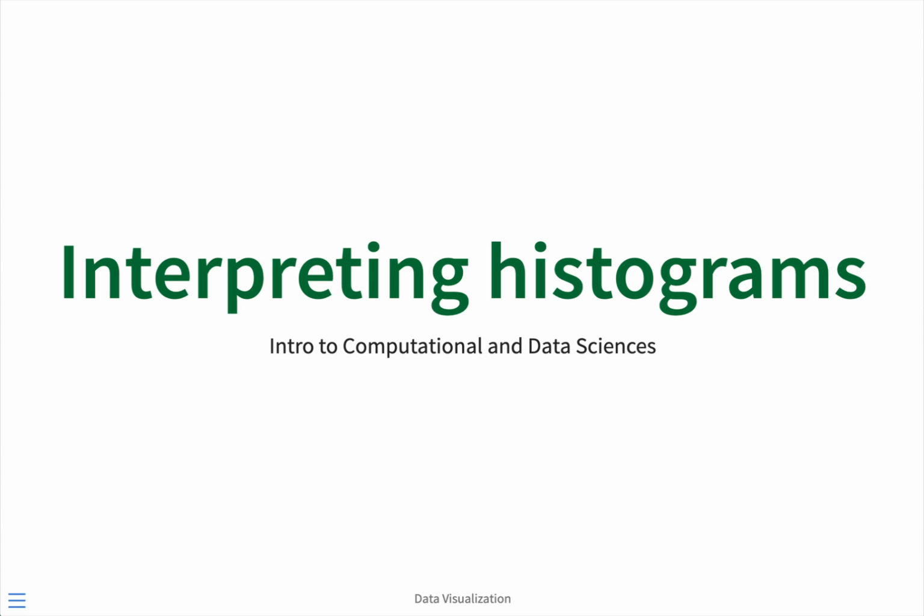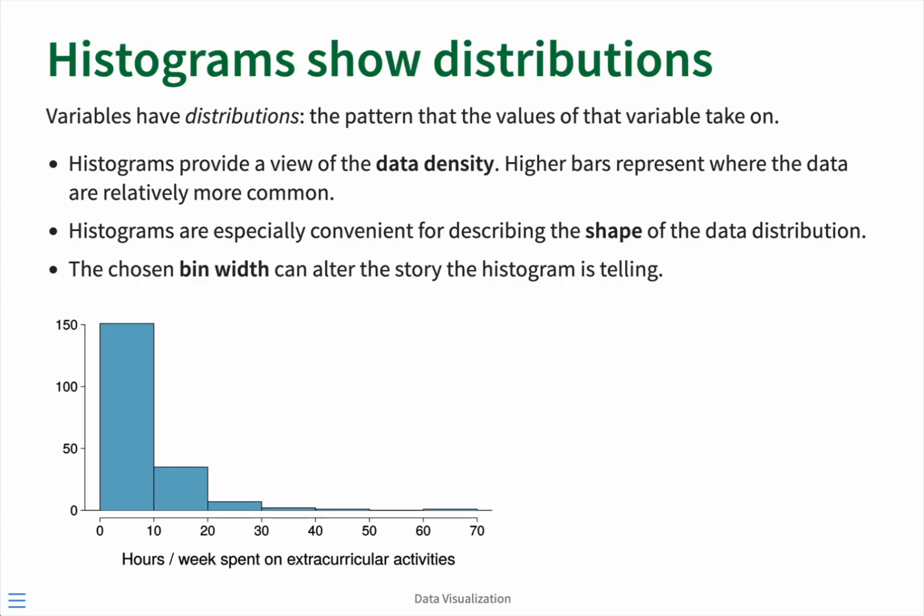In this video, we're going to talk about how we can describe the patterns that we see in histograms. So individual variables, the patterns that we see in the values of those variables, we call those the distribution of that variable. Histograms allow us to see the distribution of continuous variables, and in particular, they show us the data density, right? They show us the values of that variable where we observe the most points. And that particularly allows us to describe the shape of the distribution.